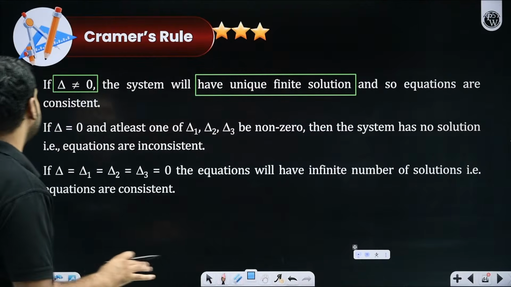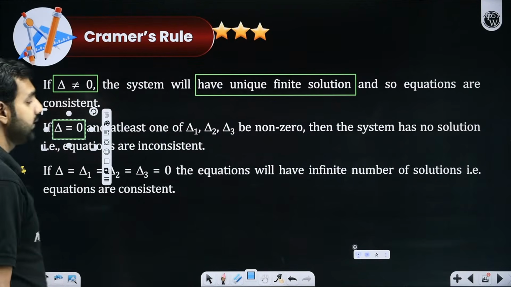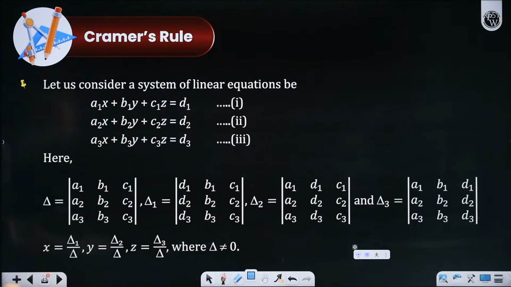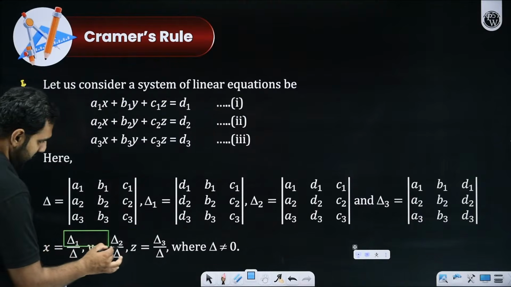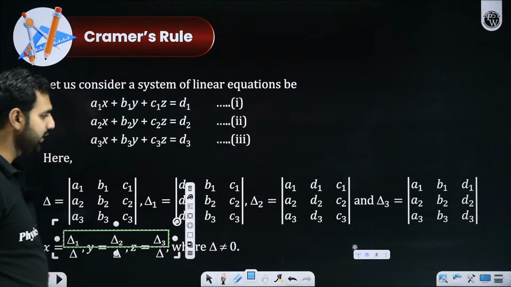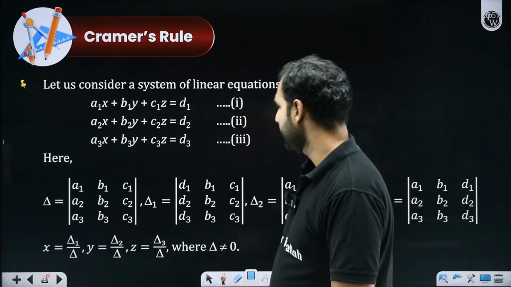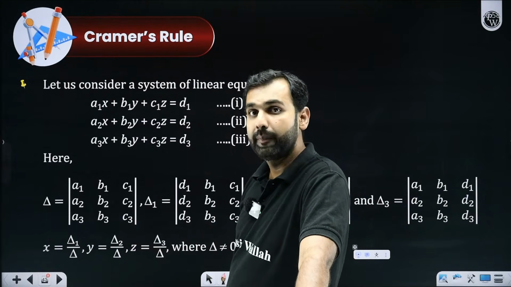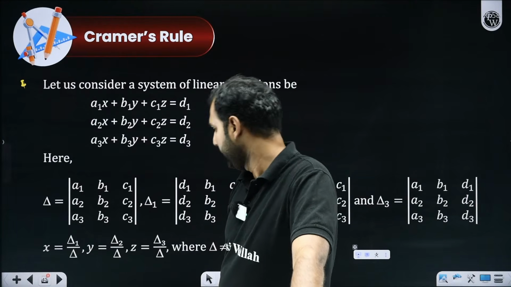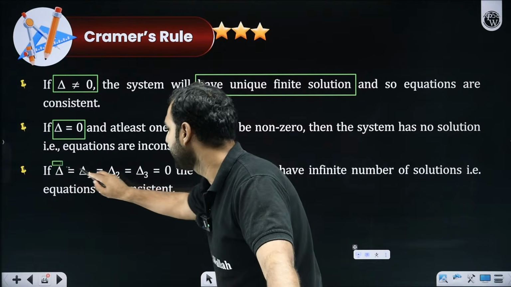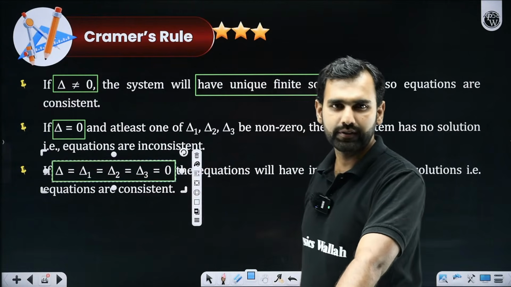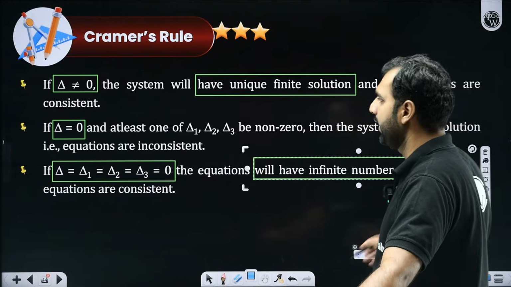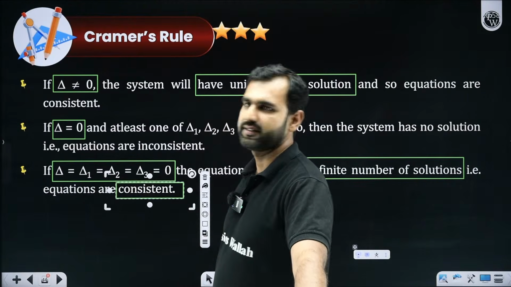Similarly, if delta is 0, then there are two cases. The first case may say that delta 1, delta 2, delta 3, all of them will become 0. And the second case says that at least one of delta 1, delta 2, delta 3 will be non-zero. If along with delta, delta 1, delta 2, delta 3, all of them are 0, then you say that they have infinite solutions. And we call this system of equations to be consistent.